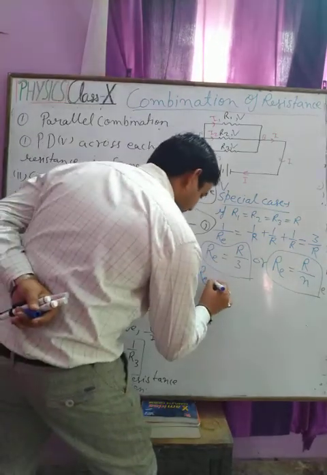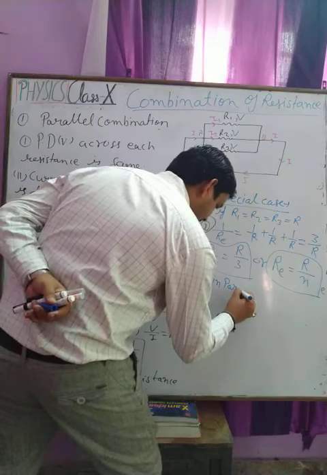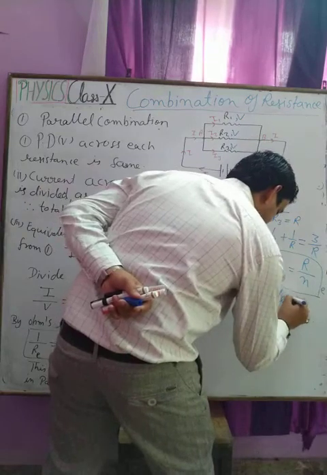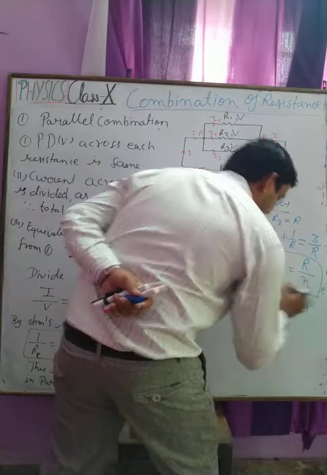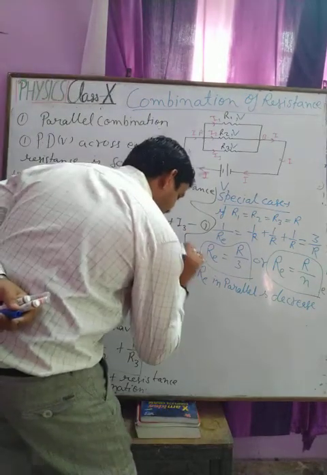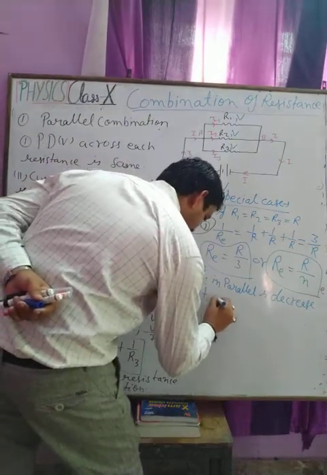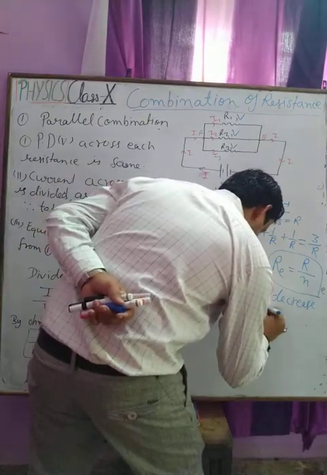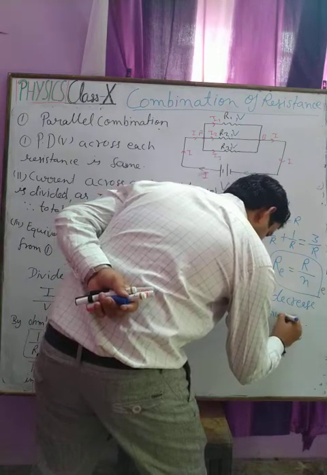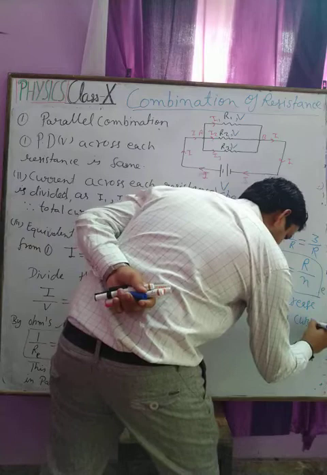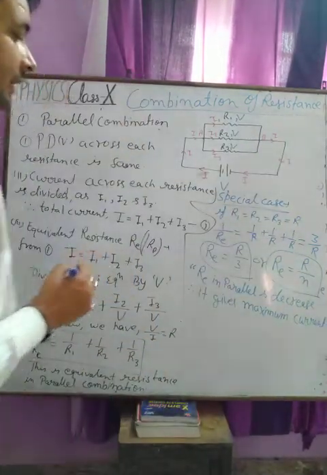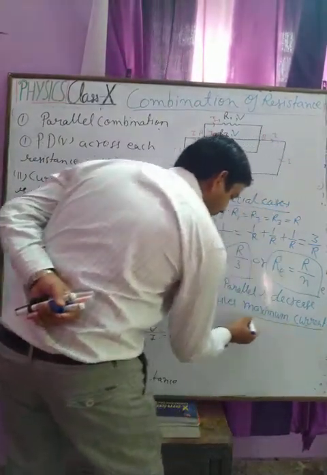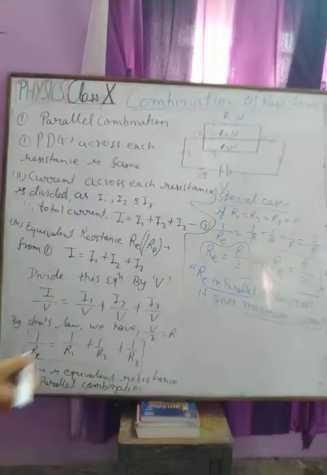Okay, now what we get here, equivalent resistance in parallel decreases, so it gives maximum current. Clear? In parallel combination we have the maximum current.